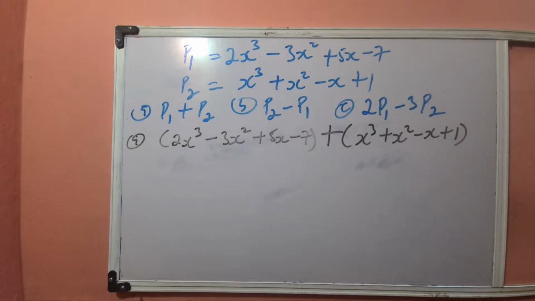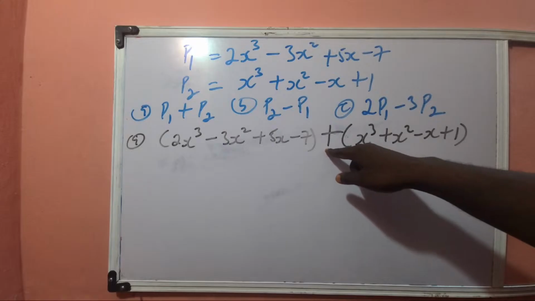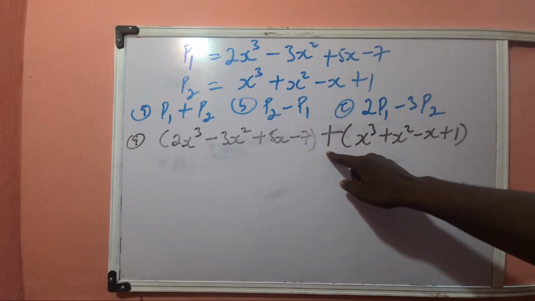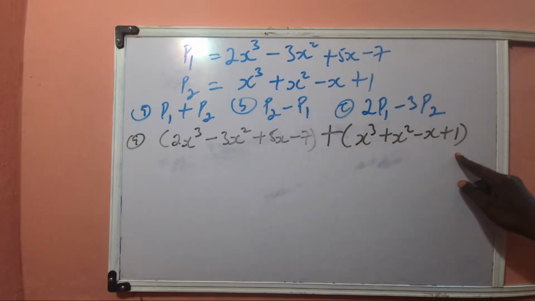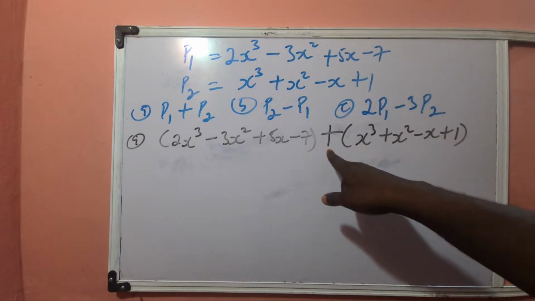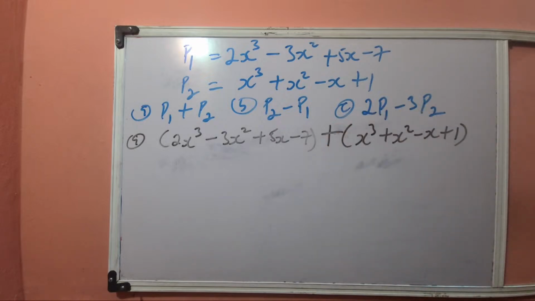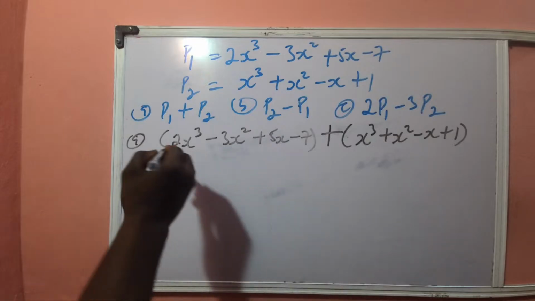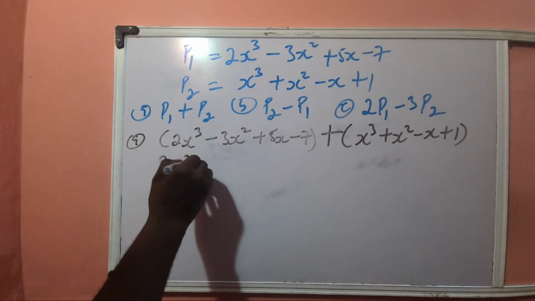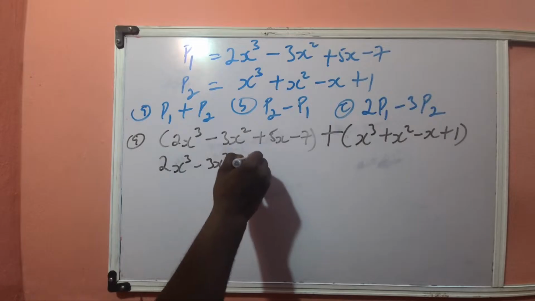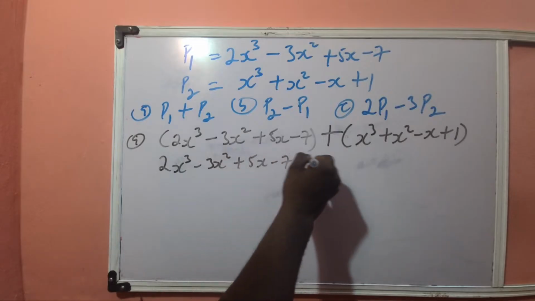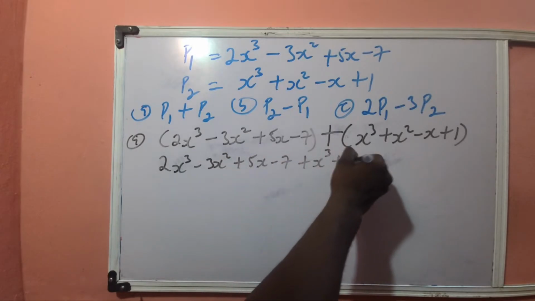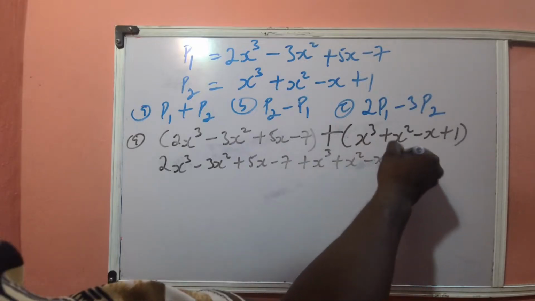The reason why you have to do this and follow this step is because in some cases, the sign here, like in the case where you have a negative sign, would have affected what you have in the bracket. So you want to always use your bracket initially before going on with whatever operation you are trying to do. So now we're trying to add this. So I can open all these brackets. So I have 2x cubed minus 3x squared plus 5x minus 7 plus x cubed plus x squared minus x plus 1.